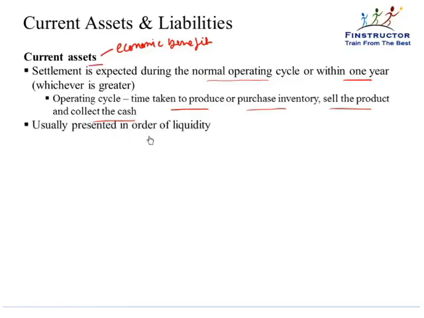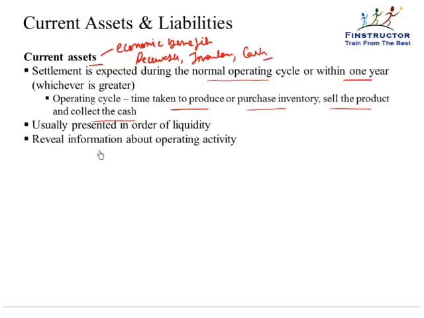Usually the most liquid current assets like cash and marketable securities are presented first, and account receivables, inventories, etc. are presented later. So we'll study different categories of current assets in the coming slides. But just for example, receivables, inventory, cash are some examples of current assets that are expected to realize in less than a year. Current assets reveal information about operating activities. They generally are created and get extinguished as a part of regular operations of the company.